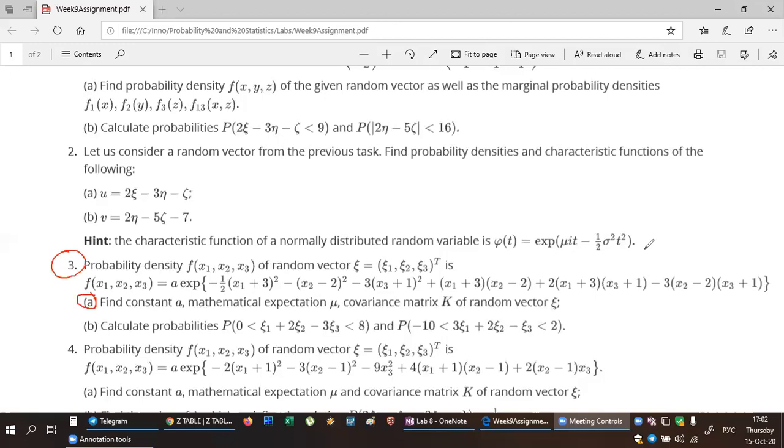Sorry, to find the A, we should integrate over the whole real line. Yeah, this is one way, but I advise you to use another method. You already know what the PDF looks like for a normally distributed random vector, and you can find this coefficient easily.